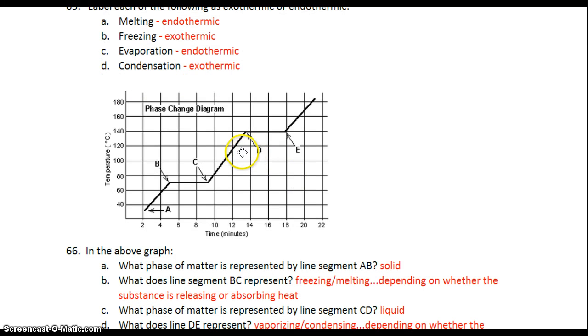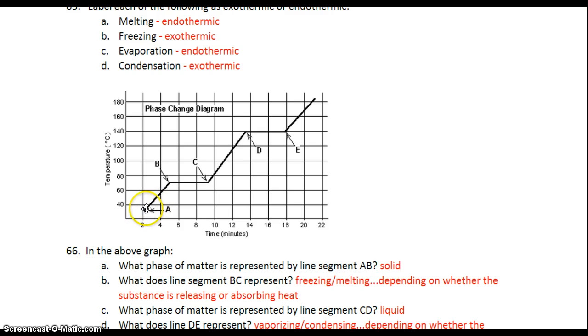As you look at the graph here in number 66, we'll just explain what's going on. As a substance is absorbing heat, which in this graph we know it's absorbing heat because the temperature is increasing as you go from the initial part of the graph to the end. So as it's absorbing heat, it's starting out at point A here at a relatively low temperature. And as it absorbs heat, the temperature is increasing.